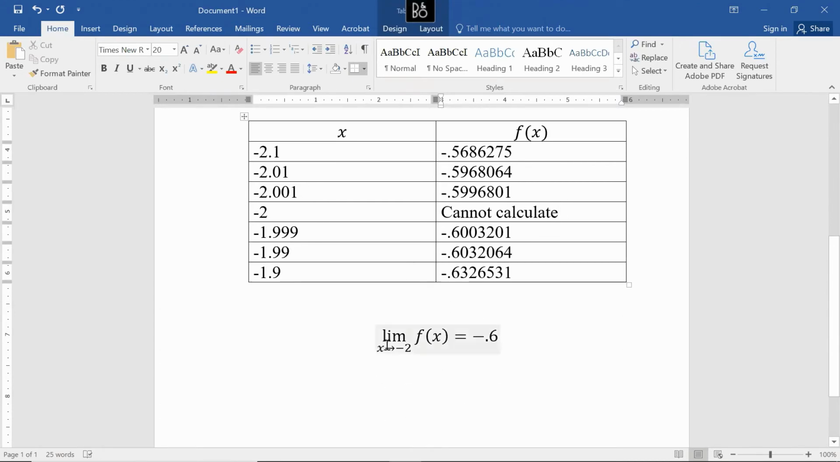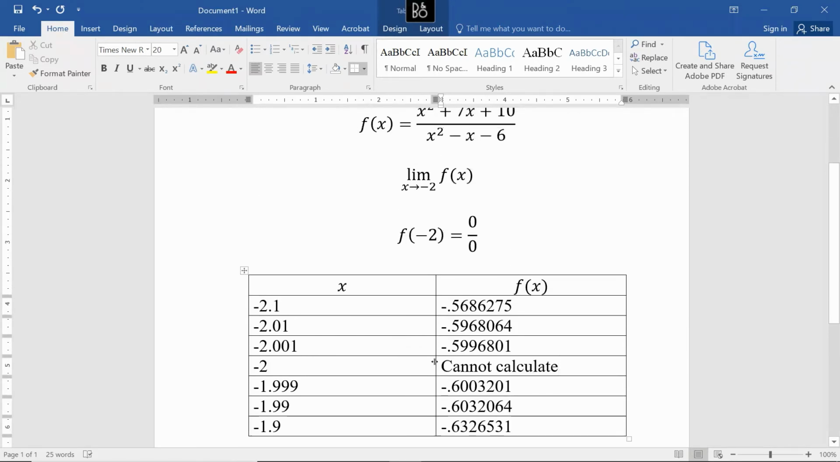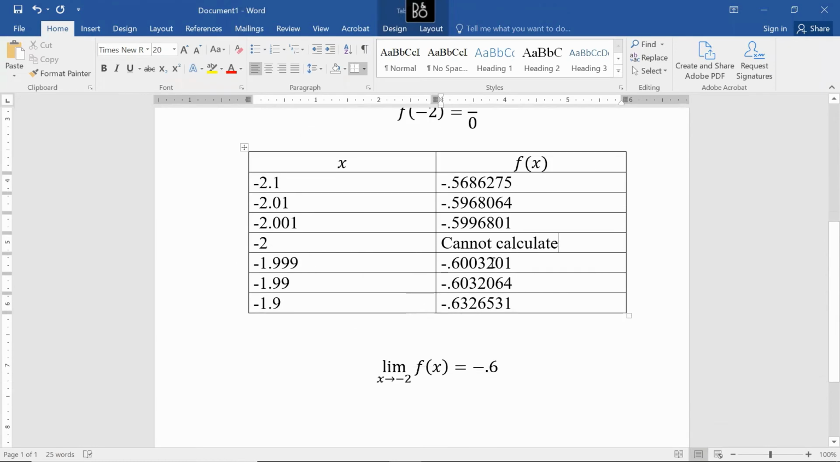So that's what's happening in this scenario numerically. We get this weird 0 over 0, which again, we can't work with, but we can still find the limit. And the limit here is negative 0.6. Let's check this out graphically as well.